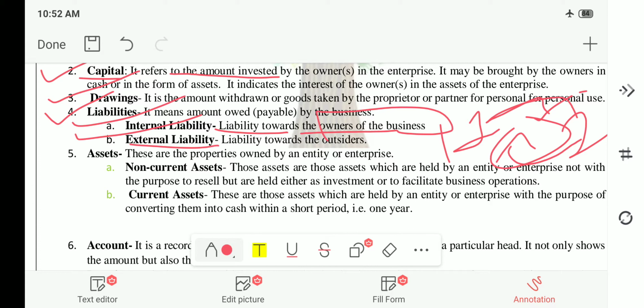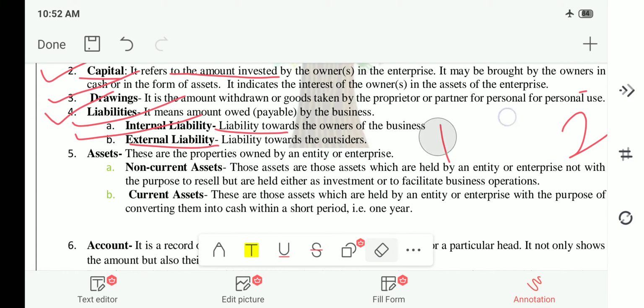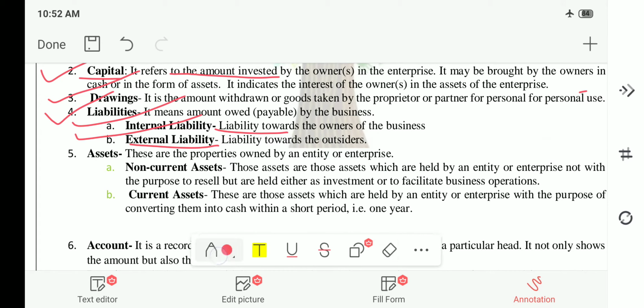Then what is external liability? External liability is when both the partners have borrowed money from SBI, right? That is, any of the banks. Then it is nothing but external liability, because the SBI is not part of the organization and the money owed is outside the organization. That is, they are not part of the organization. Hence it is external liability.